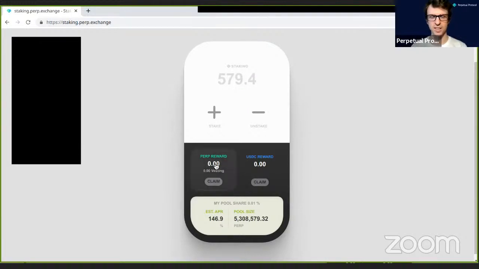And I believe it actually says that in the tooltip. Anyway, the perp reward won't actually move until Monday. So every Monday you can see the rewards that you have accumulated here. Okay, so that's the basic staking introduction.